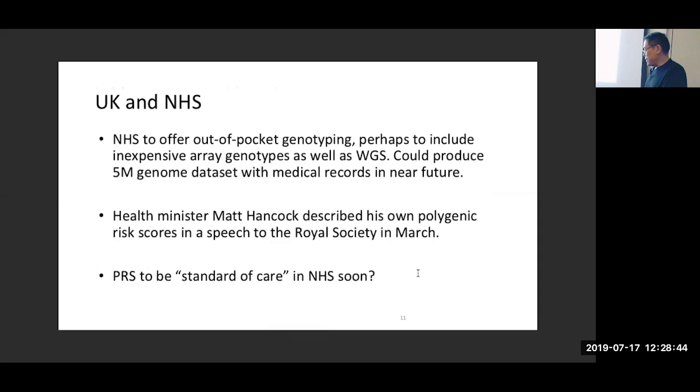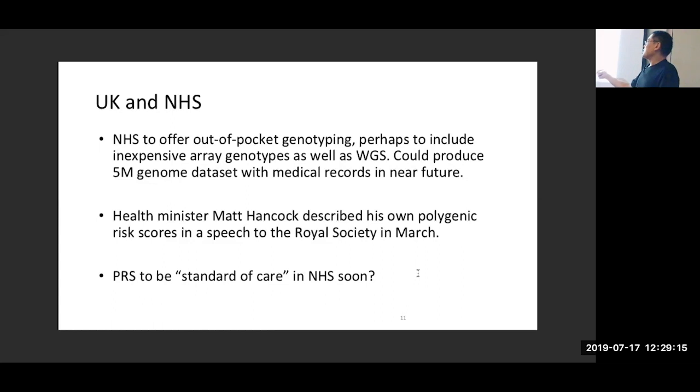Okay, so now for those of you familiar with the UK, they have something called the NHS, which is a national healthcare system, and they already have plans to offer out-of-pocket genotyping. So in other words, they've built a whole infrastructure for genotyping within their system, and now if you come in and you say, hey, on this next blood draw for my checkup, I would like a whole genome done, or maybe an array genotype, and I will pay you to do it, then the NHS will process that for you. And eventually, I think the data will get back to your doctor.